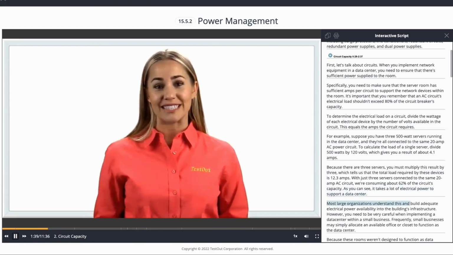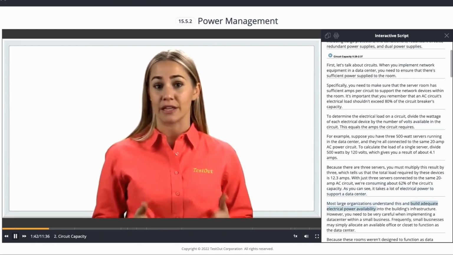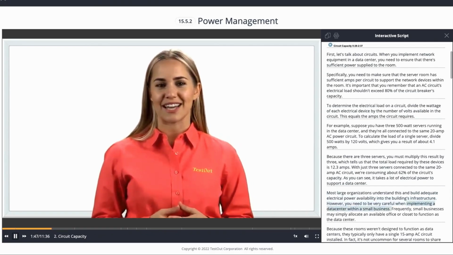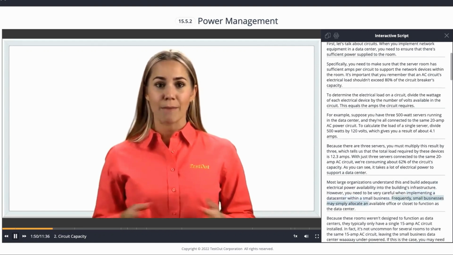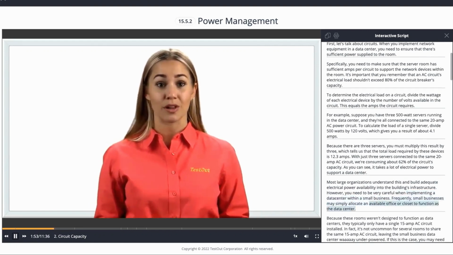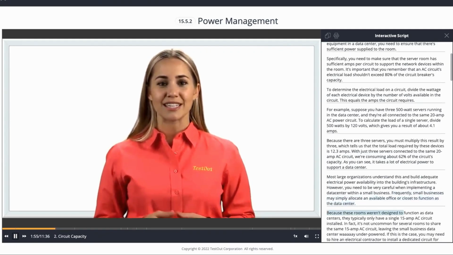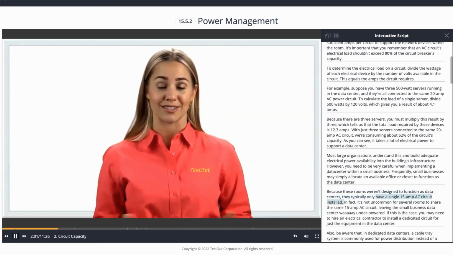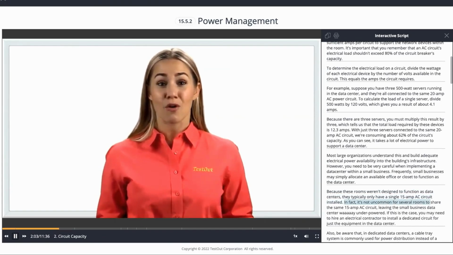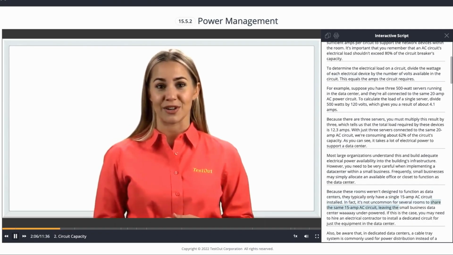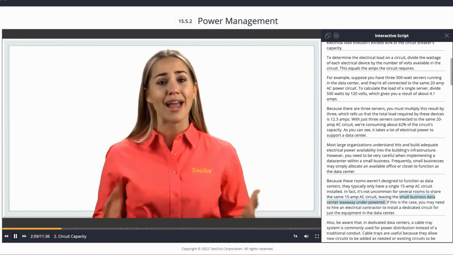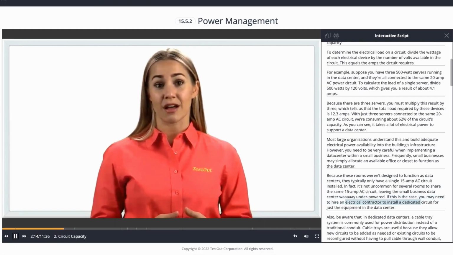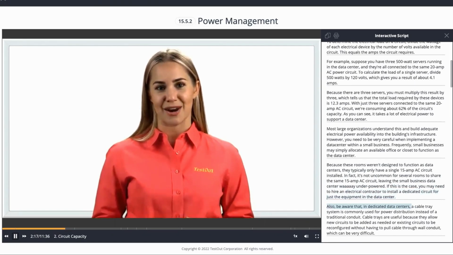Most large organizations understand this and build adequate electrical power availability into the building's infrastructure. However, you need to be very careful when implementing a data center within a small business. Frequently, small businesses may simply allocate an available office or closet to function as the data center. Because these rooms weren't designed to function as data centers, they typically only have a single 15-amp AC circuit installed. In fact, it's not uncommon for several rooms to share the same 15-amp AC circuit, leaving the small business data center way underpowered. If this is the case, you may need to hire an electrical contractor to install a dedicated circuit for just the equipment in the data center.